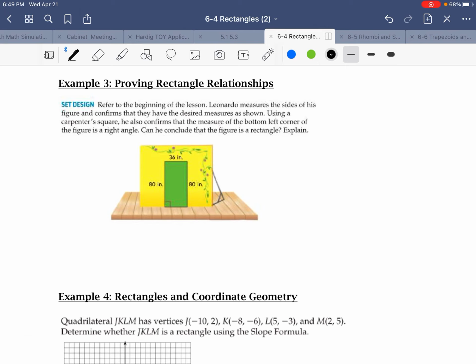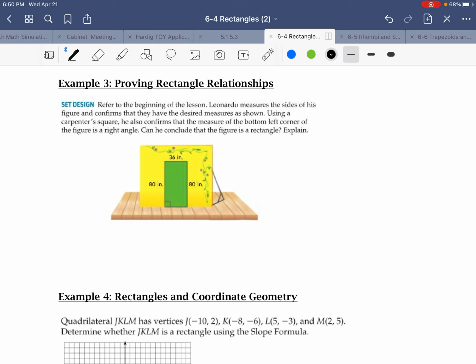So, set design. Refer to the beginning of the lesson and what we discussed. Leonardo measured the sides of his figure and confirms that they have the desired measures as shown. Using a carpenter's square, he also confirms that the measure of the bottom left corner is a right angle. Can he conclude that the figure is a rectangle? Explain.